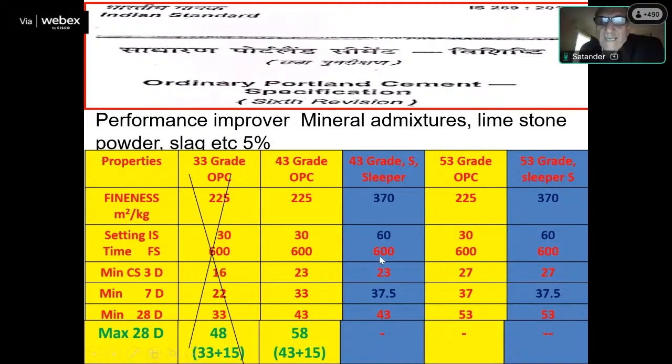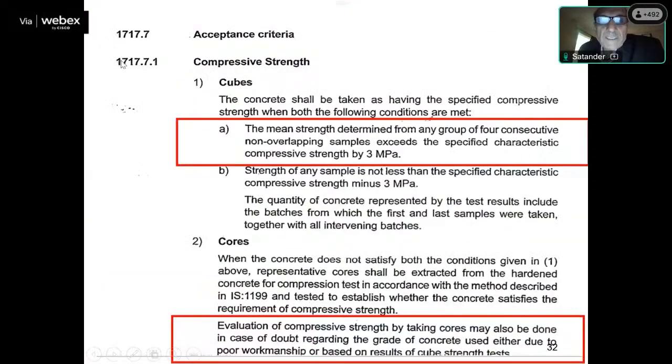The answer is on the next slide. As per the MoRTH specification, IS 1717, if you are doing concreting, the average of 4 samples must be greater than fck plus 3. You know, sir? If I am making a concrete and my cement is not 43 grade, how can I make that concrete? The strength of concrete is related to the strength of the cement also. If you are doing M50 grade concrete, you cannot use 43 grade or 33 grade cement, you have to use 53 grade cement.